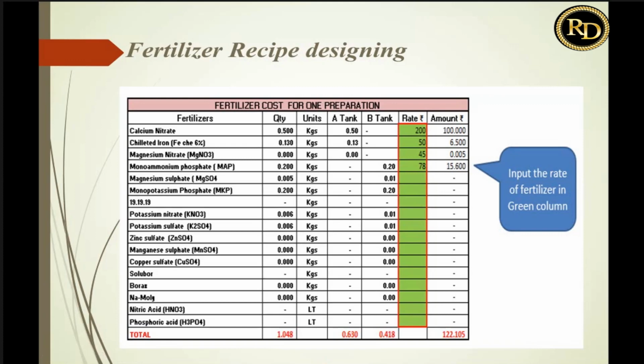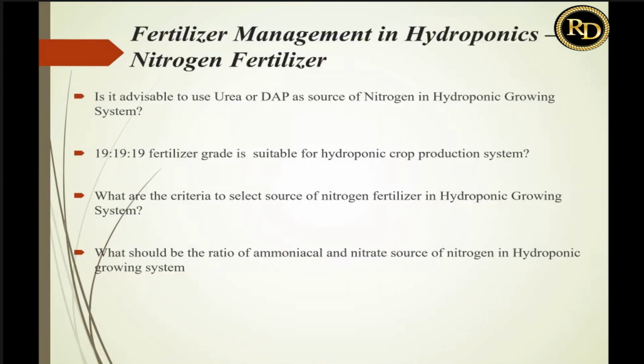Okay, so fertilizer management in hydroponics, specifically nitrogen fertilizer. There are some questions I'm going to respond to. Is it advisable to use urea or DAP as a source of nitrogen in a hydroponic system? The answer is no.